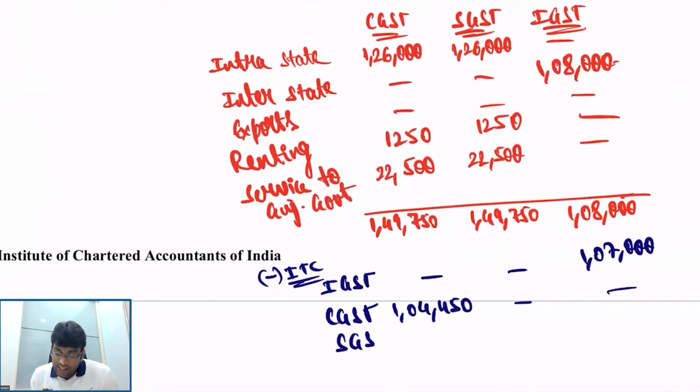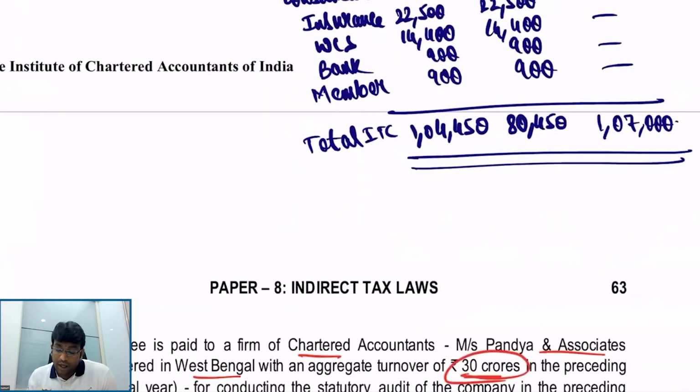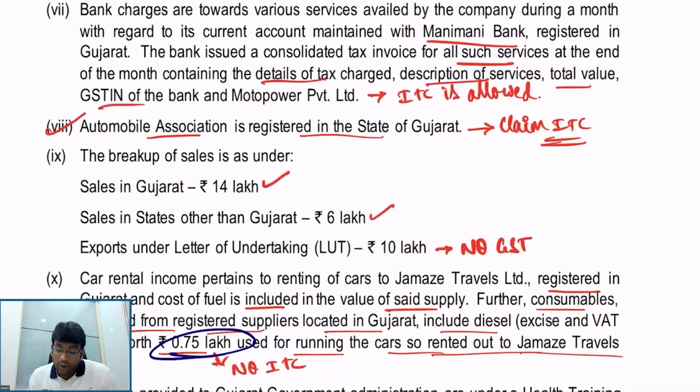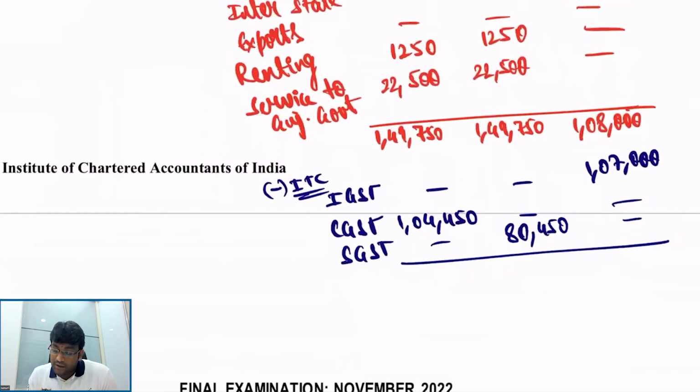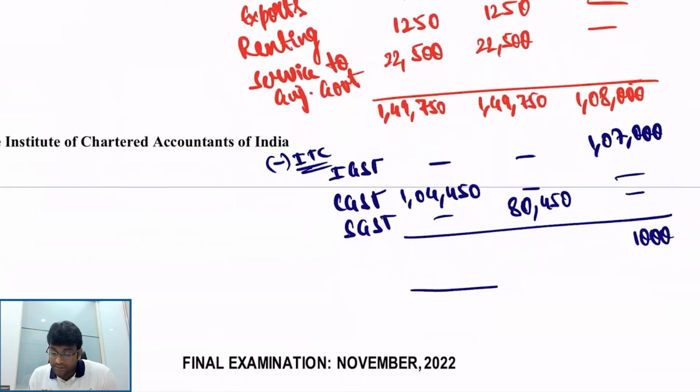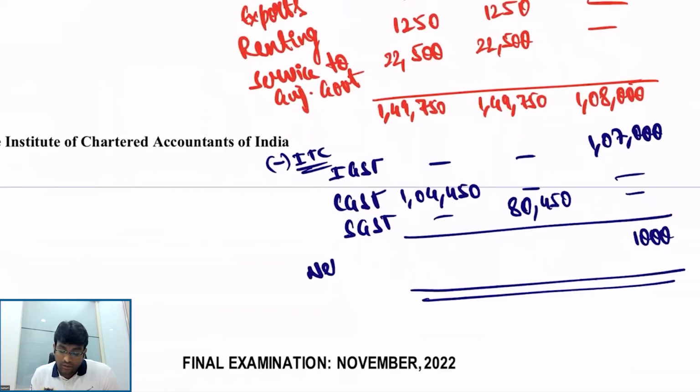How much is my SGST credit? 80,450. Balance figure will be 1,000, which is IGST column. Correct, my dear friends? And this will be 45,300. That's it.